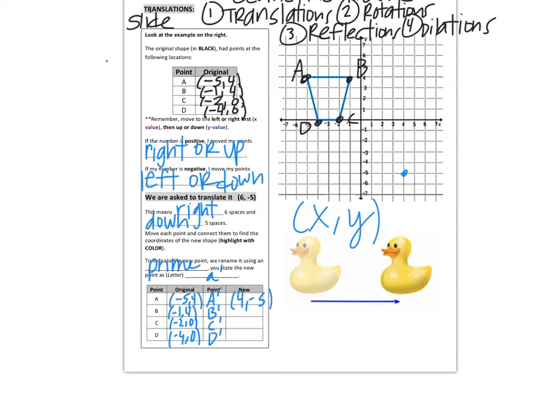We'll do the same for B. So right 6, 1, 2, 3, 4, 5, 6. 1, 2, 3, 4, 5. So 5, negative 1.